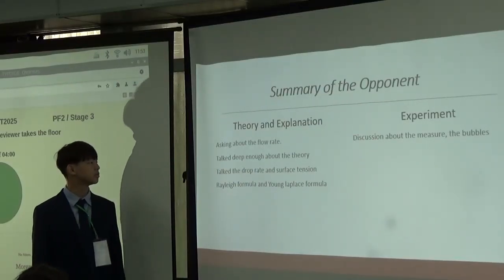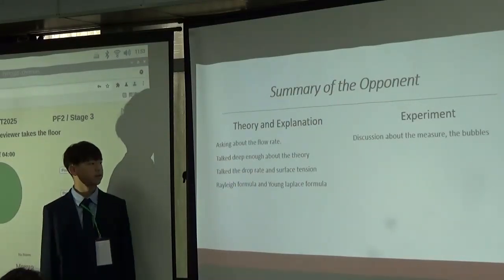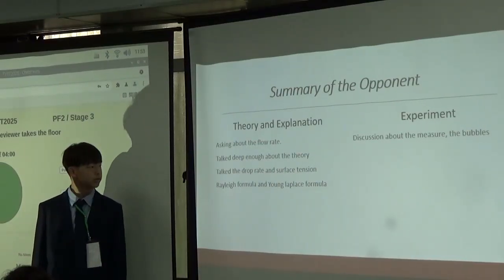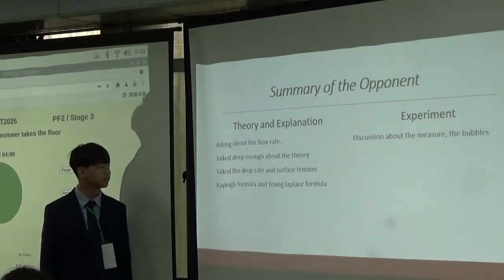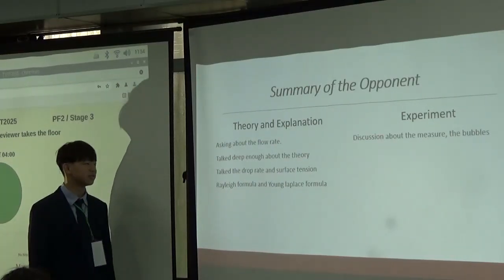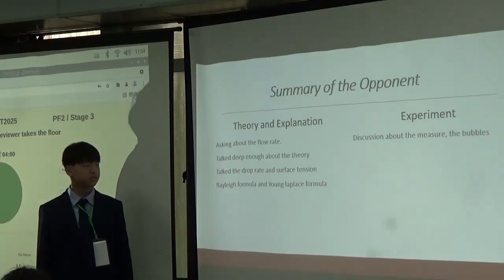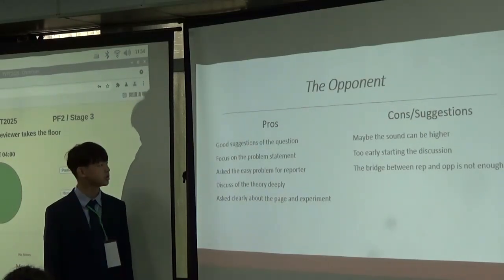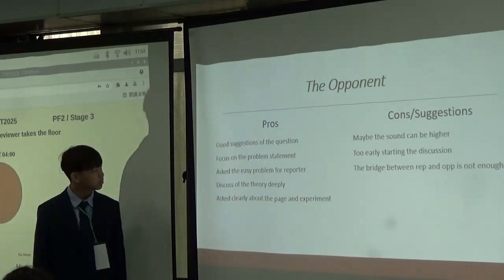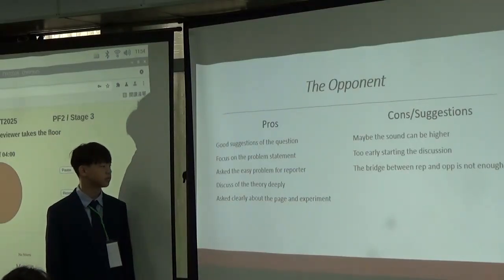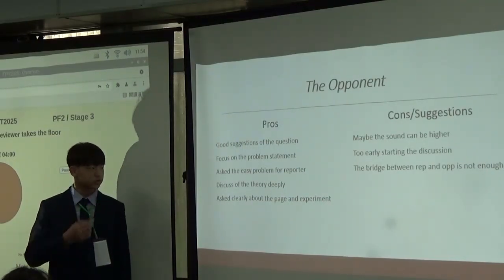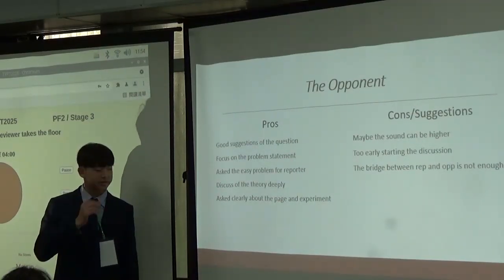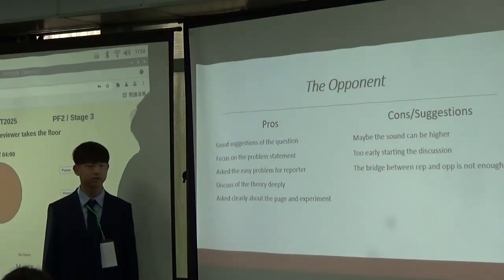Summary of the opponent. Asking about the flow rate. Talked deeply enough into the theory. Talked about the drop rate and surface tension. The opponent's pros: I think it is a good suggestion of the question. Focus on the problem statement, also discuss the theory deeply and ask clearly about the page in this experiment.